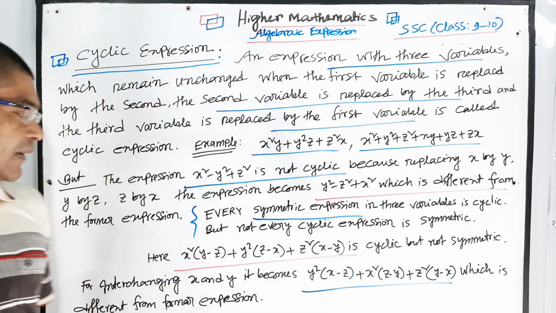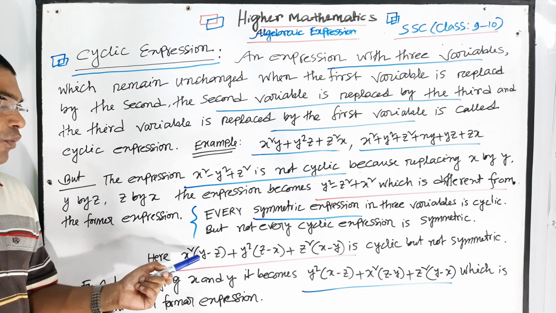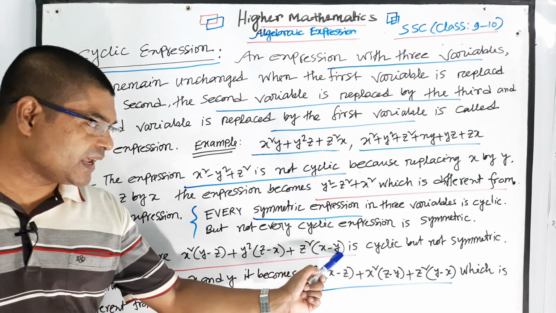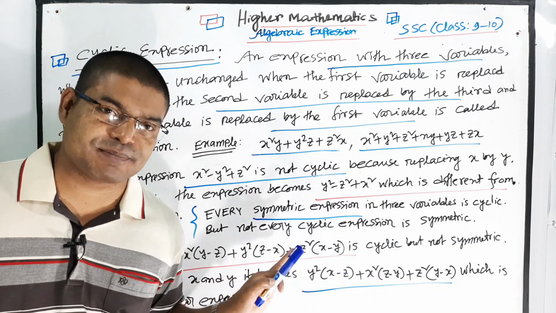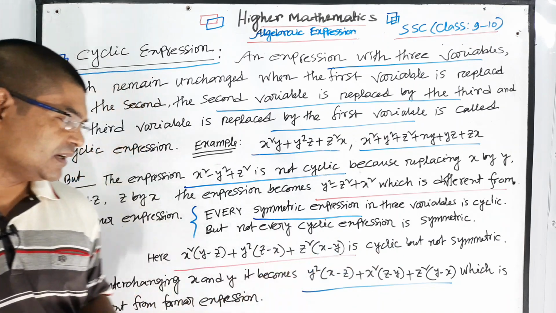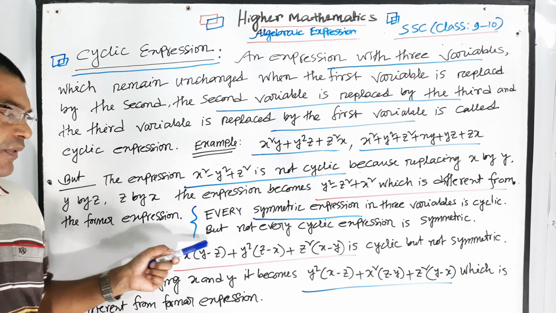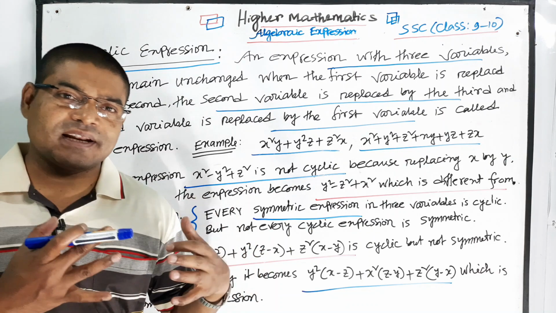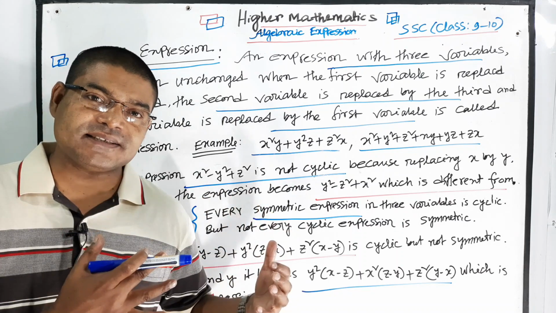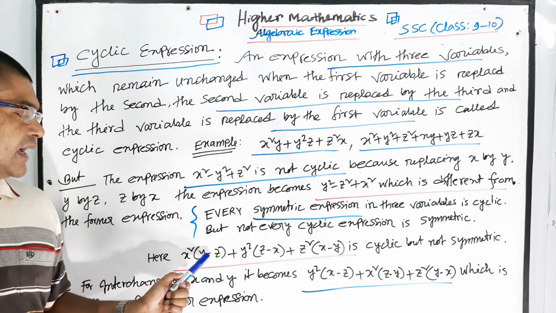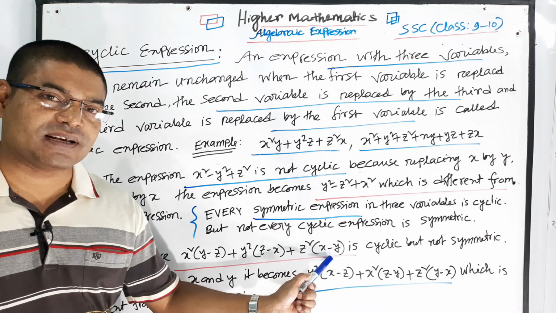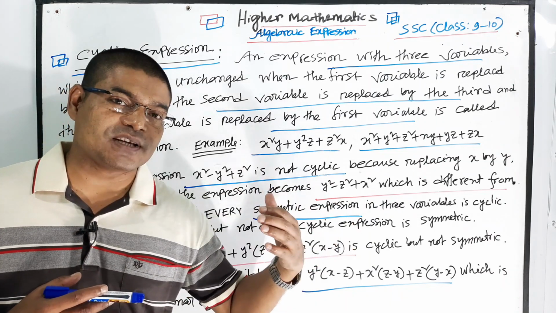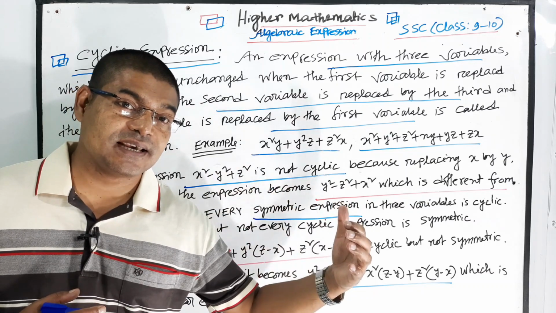Okay, now you can say x square (y minus z), y square (z minus x), z square (x minus y) is a cyclic expression. Because if we resolve this into factors, we will get (x minus y)(y minus z)(z minus x). Okay, because here is minus, here is minus, here is minus. So after resolving into factors, we will get x minus y, y minus z, z minus x.